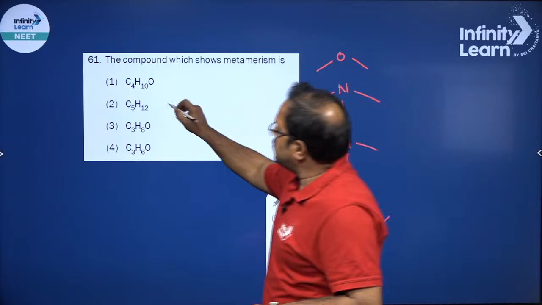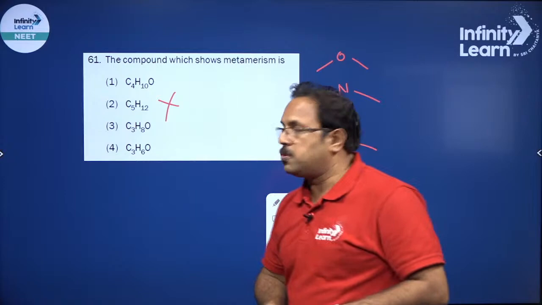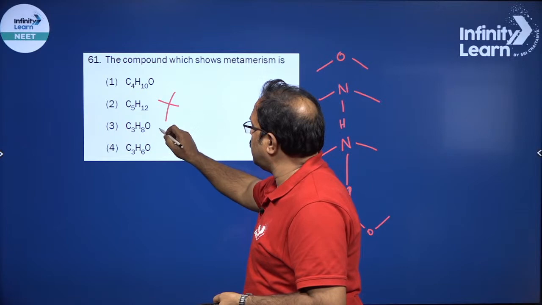In this case, we can straight away rule out this is C5H12. It doesn't have any functional group, so it does not show. C3H8O, this is having ether and alcohol possible. How do you justify?